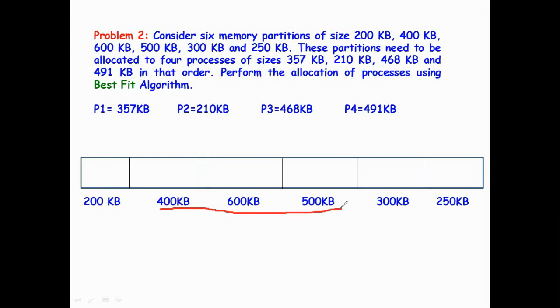So among these partitions, the smallest partition that is sufficient to hold P1 is the second partition. So here P1 will be accommodated. The size of P2 is 210 KB. It cannot be accommodated in the first partition. Among the other partitions, that is 600 KB, 500 KB, 300 KB and 250 KB, the smallest size partition that is sufficient to hold P2 is the last partition. So here P2 will be accommodated.